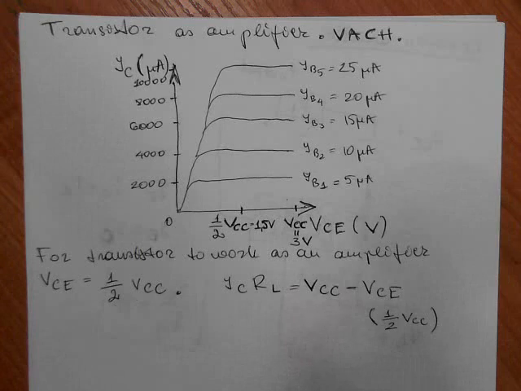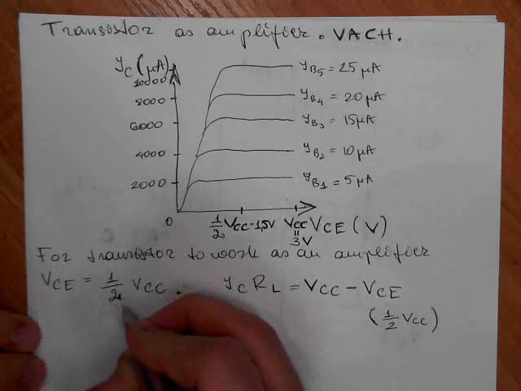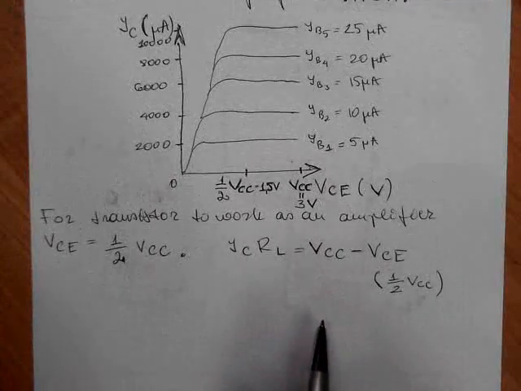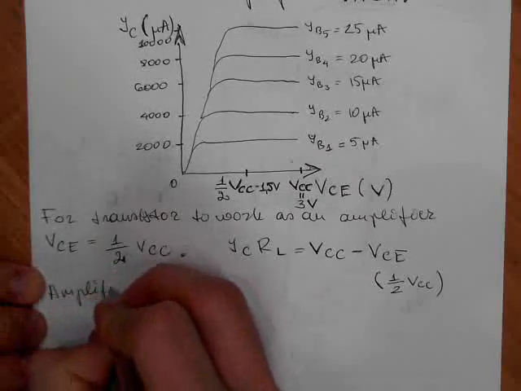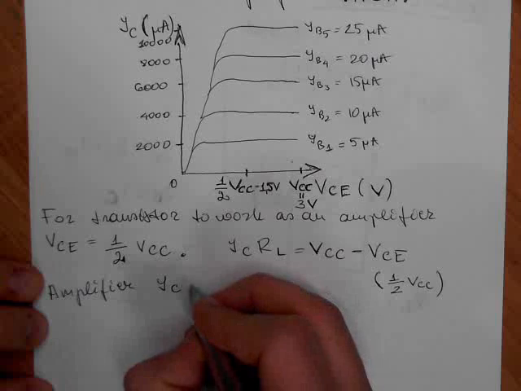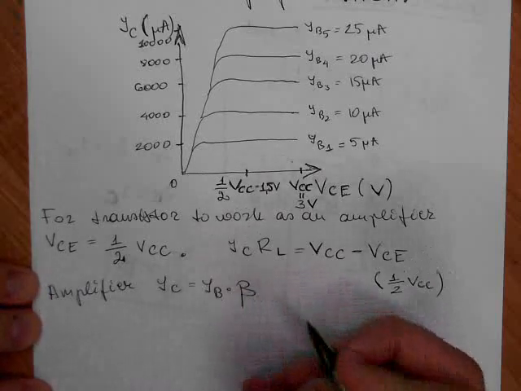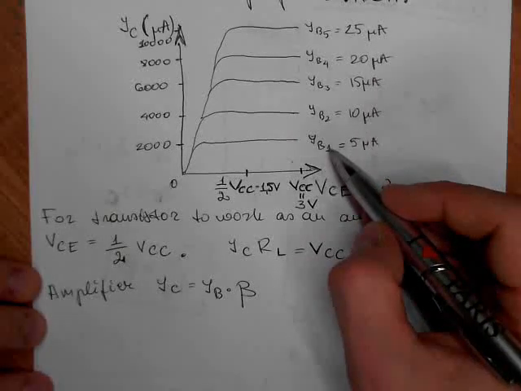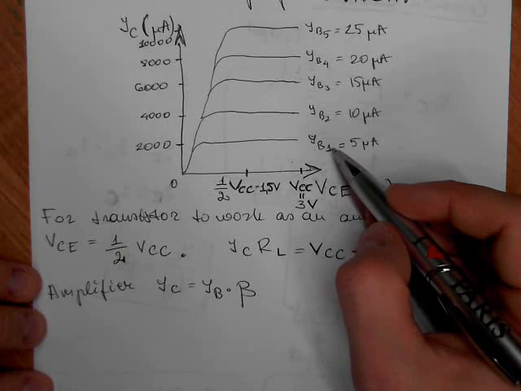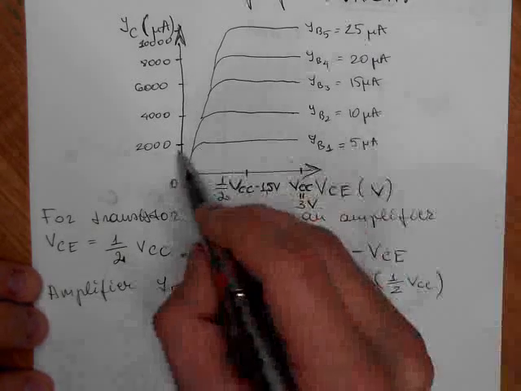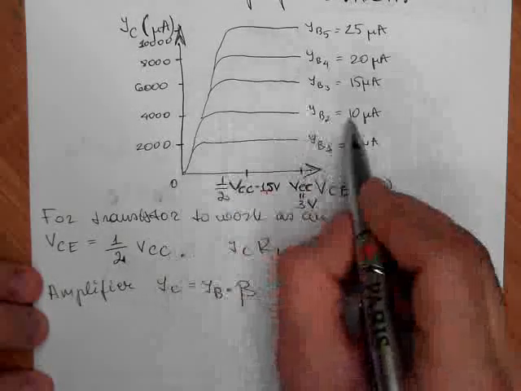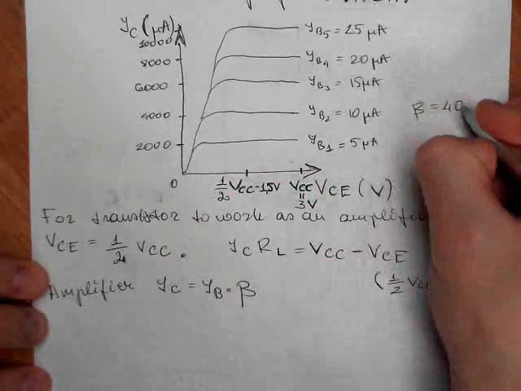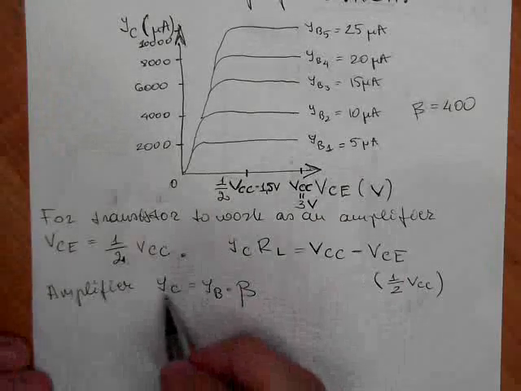Because when we use the transistor as an amplifier, it means IC is IB times beta. So here we have IB 5 microamps, 10, 15, 20, 25. IB is multiplied in this case by 400. So 5 times 400 is 2000, 10 times 400 is 4000. So in this case beta is 400. So IC increases.